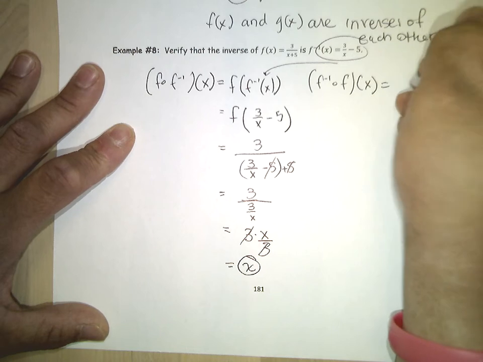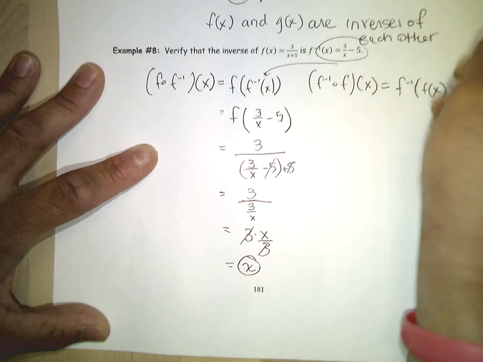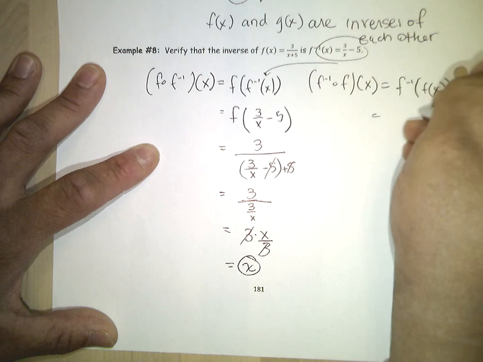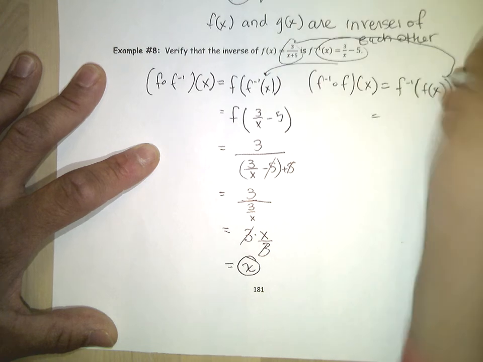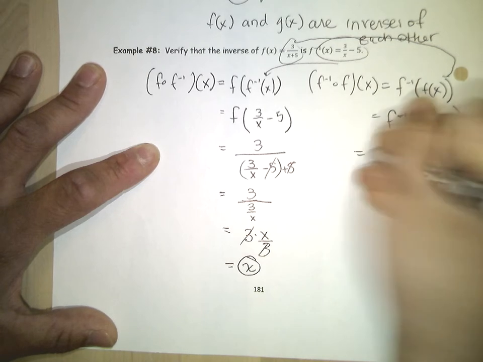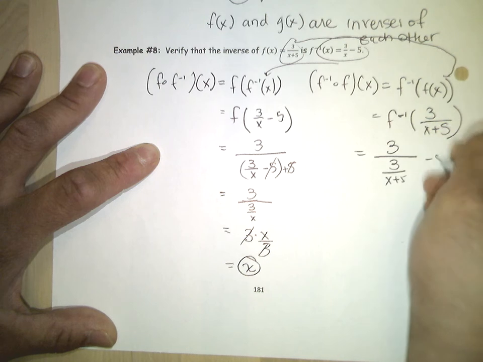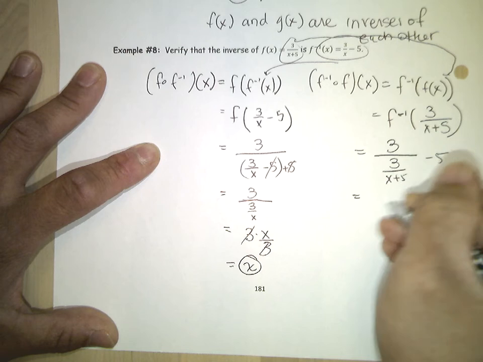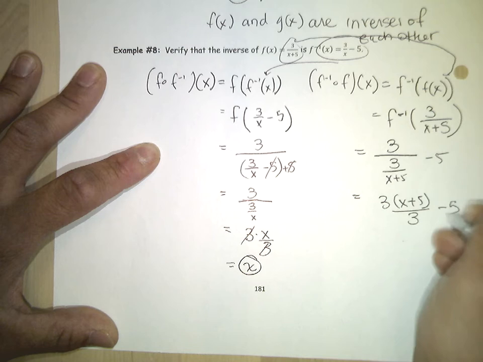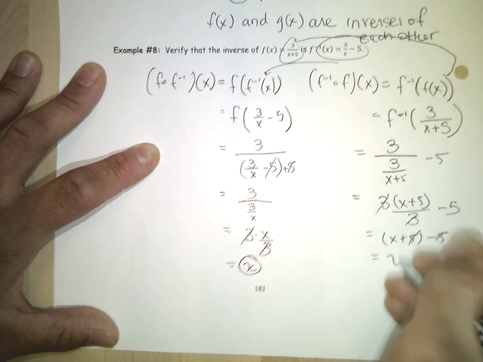Here, I have f inverse of f of x. And what I'll do is I'll substitute f of x into f inverse of x. So f of x was 3 over x plus 5. And then I'm left with 3 over x plus 5 minus 5. I'll multiply by the reciprocal here. 3 times x plus 5 over 3 minus 5. The 3's divide out. Now the 5's 0 out, and I'm left with x.